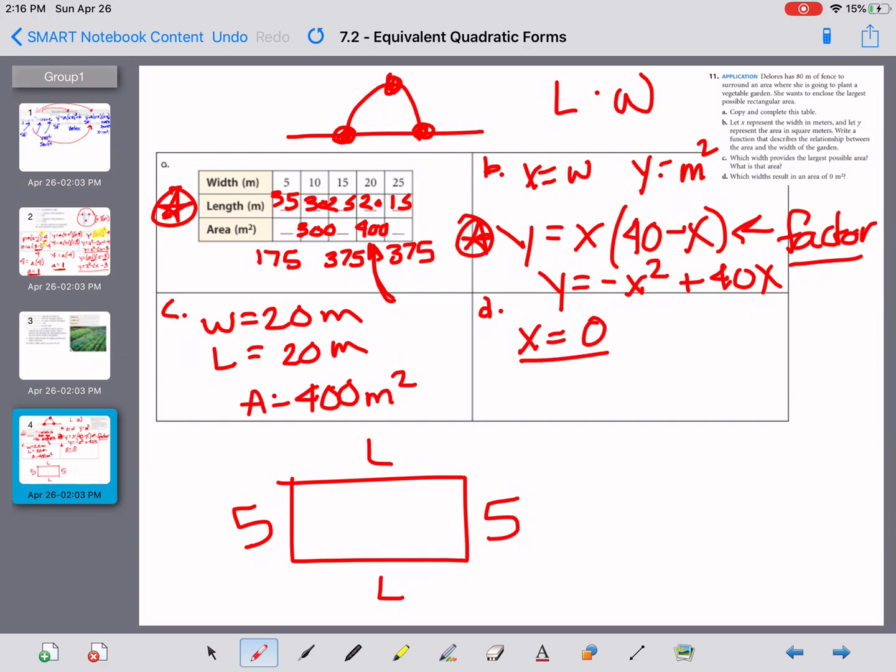Hey, found one. And then the other one, 40 minus x, also has to equal 0, because that's the area that we want. Go through solving. Minus 40, divide by negative 1. X will be 40. Okay, so I know at 0 meters and 40 meters, those are the widths that will give me 0 meters squared. Because I won't have a length. Or I'll have a length, but I'm multiplying by 0, because in this case, there's no width, and in this case, there's no length. So I can't have an area with that.